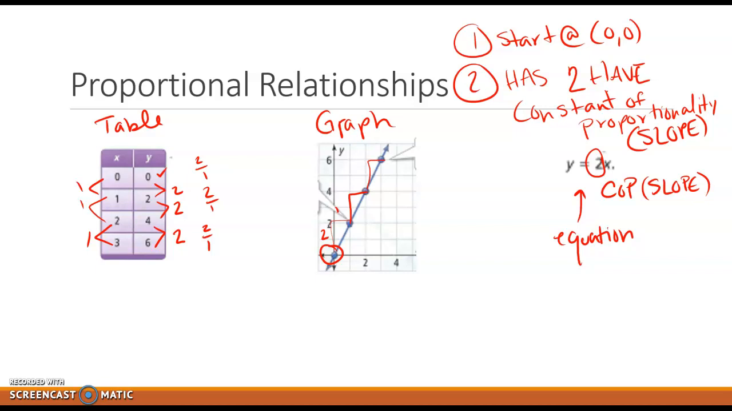In the next video, we're just going to do a whole bunch of graphing proportional relationships so you can see the real world applications. See you there, 8th grade.